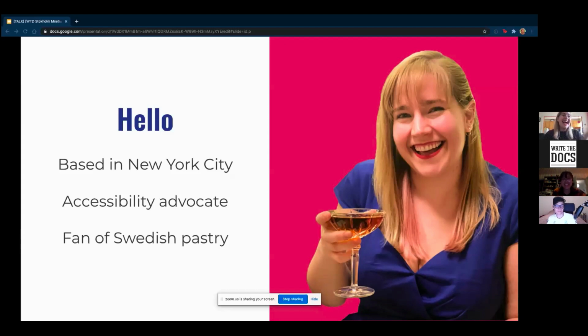I'm an accessibility advocate and a big fan of Swedish pastry. There is a bakery called Fabrik, which is also in Stockholm, I believe, and it's right near my office, which I miss tremendously.